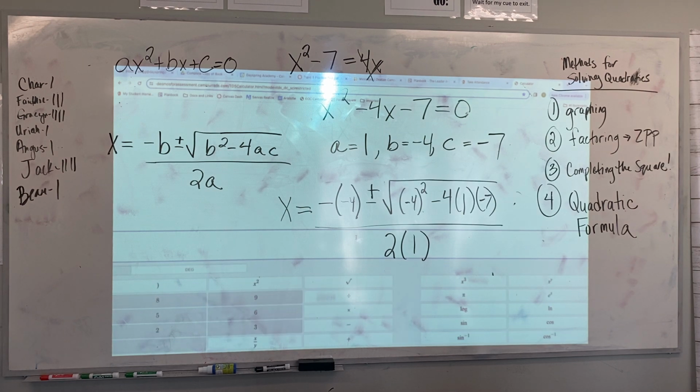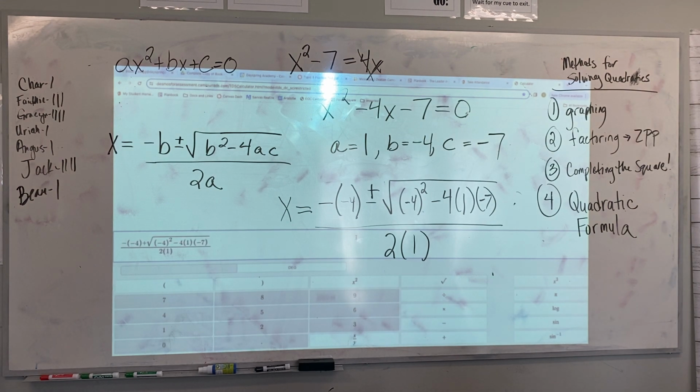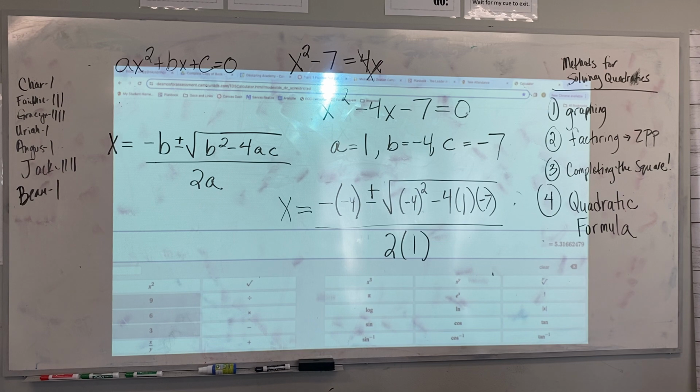So I round it to the nearest... Okay, I will in a second, I just need to show them this part. Okay, so this is the solution. This example in the book wanted you to round it to the nearest hundredth. So we would round that and just say one solution is 5.32.